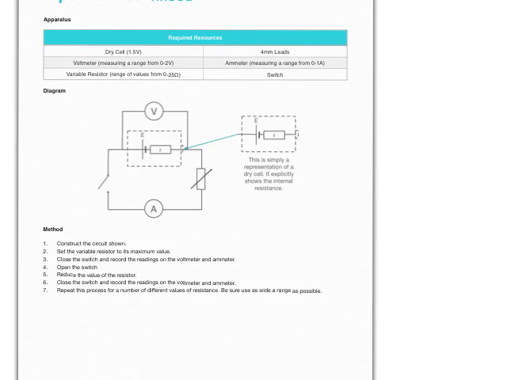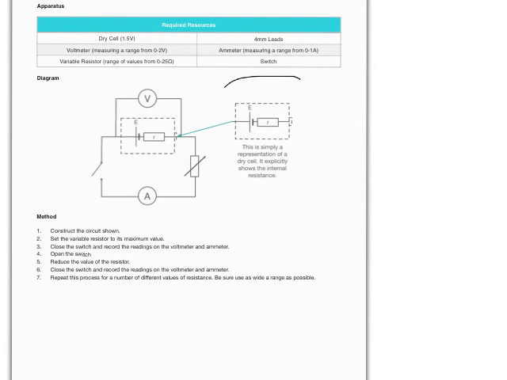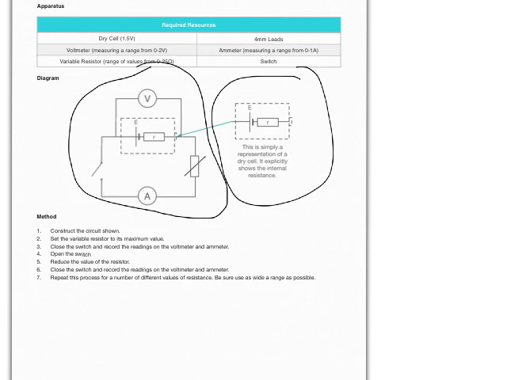So this is what our circuit looks like. A simple representation of the cell, and this is what our actual circuit looks like. Our ammeter is measuring the current, and a voltmeter is measuring the potential difference across the cell.